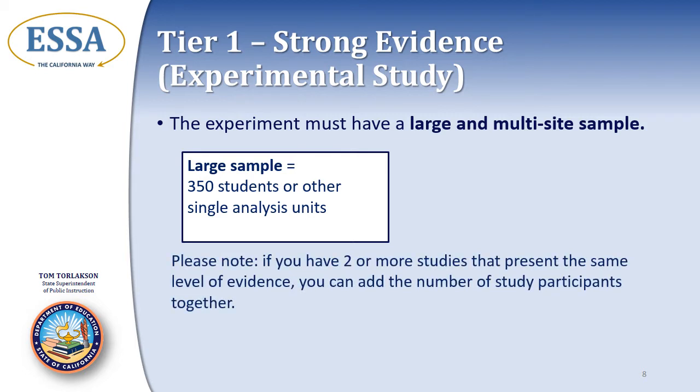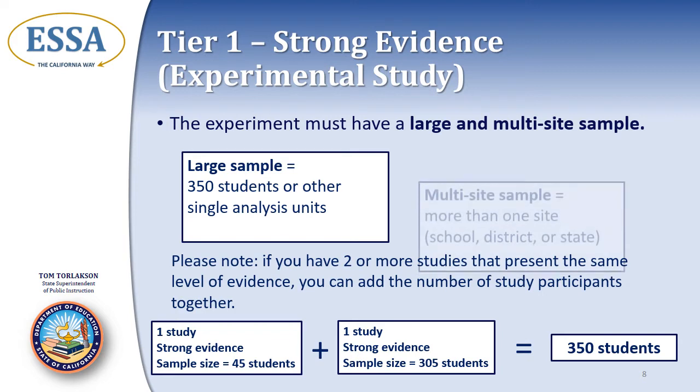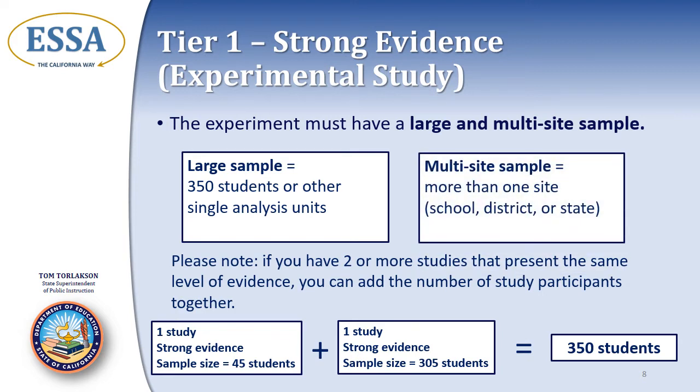Please note, if you have 2 or more studies that present the same level of evidence, you can add the number of study participants together. For example, if you have a study that has a sample size of 45 students that qualifies as strong evidence, and another study with a sample size of 305 students that qualifies as strong evidence, you can add those sample sizes together to reach 350 students. A multi-site sample consists of more than 1 site, whether that be a school, district, or state.